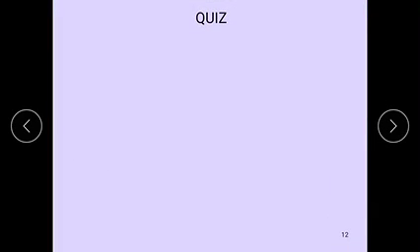And from this we have to take some quiz answers. How much of H2SO4 is present in 0.2 N 500 ml solution? 9.8 grams, 4.9 grams, 49 grams, or 98 grams.